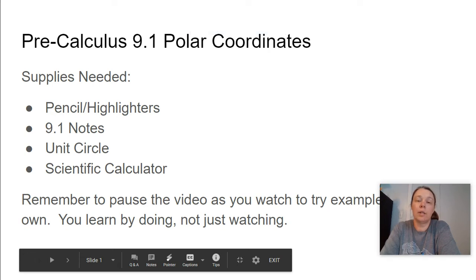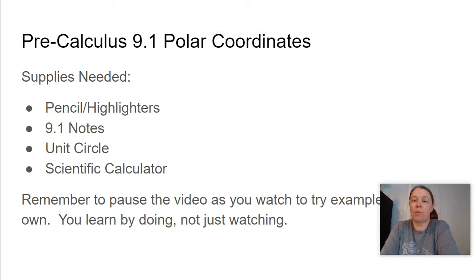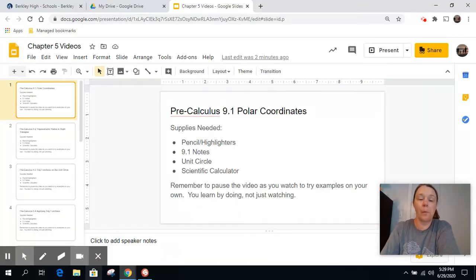Hello, pre-calculus students. Today we are going to talk about section 9.1, which is polar coordinates. So you will want something to write with, maybe some highlighters, your notes, a unit circle, and a calculator. Make sure that you are trying the examples as we go through them.